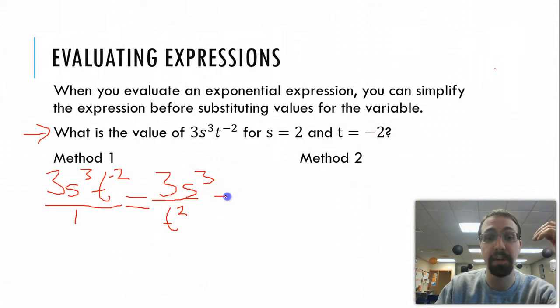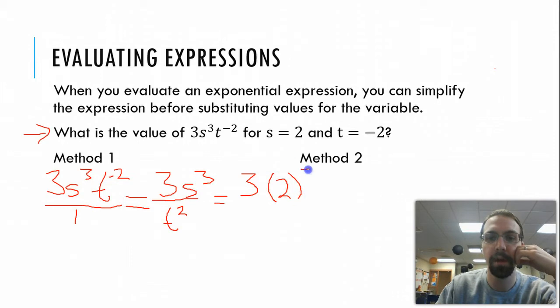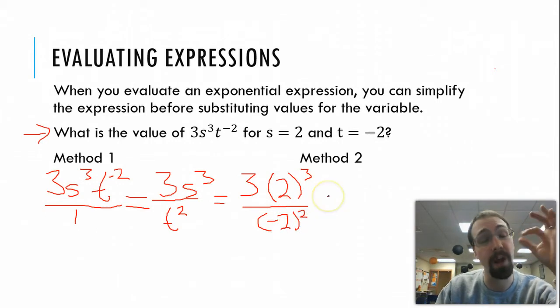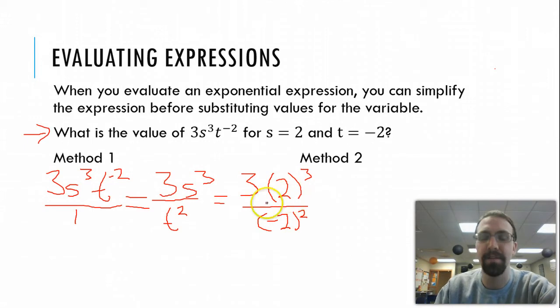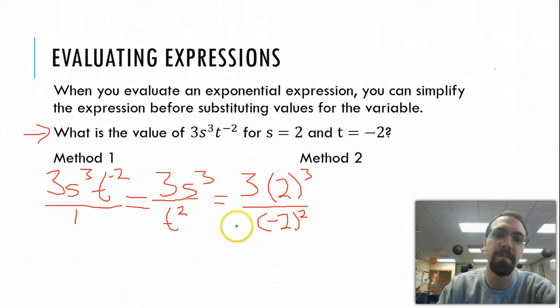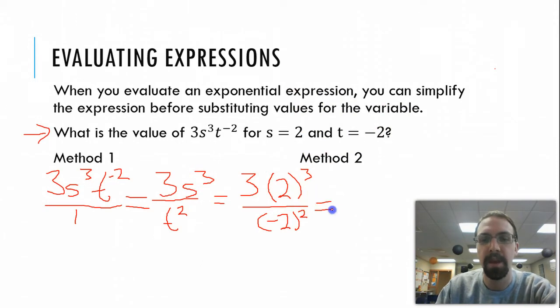When I substitute, remember, put everything in parentheses. So we have 3 times 2 cubed all over negative 2 quantity squared. I told you last time this is very important whenever you substitute. If you have a negative base to an even power, things can go crazy. So when we substitute in numbers like this, make sure you substitute them in with parentheses. You resolve the exponents first before you do anything else.